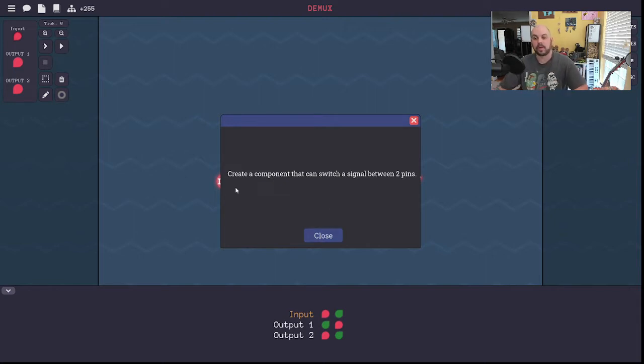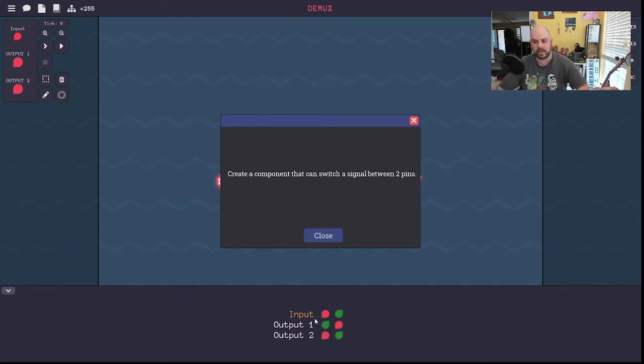So here we go. Create a component that can switch a signal between 2 pins. Right away, we already know of a component they've given us that will swap between 2 pins, and that is the SR NOR latch. If you have one on and the other one is knotted, so it'd be off, then you're going to have set or reset. You're going to have your Q not or your Q on, one of the two, right? And then when you input the other direction, so when this turns off, this turns on, it basically resets it and swaps it back. And we've seen that before.